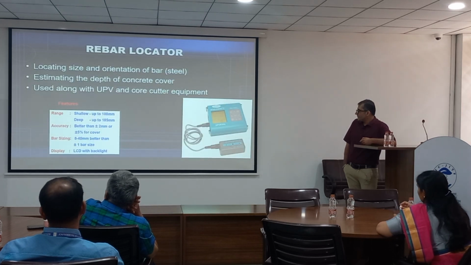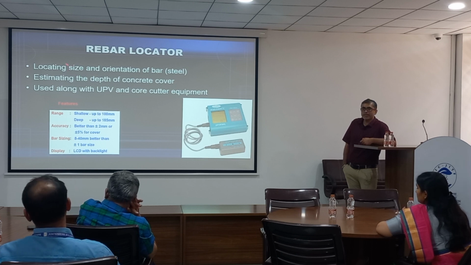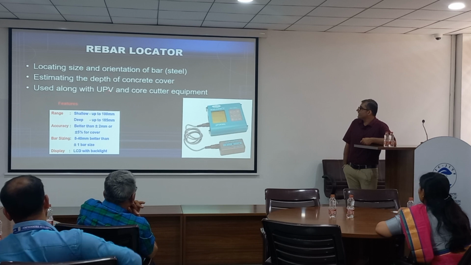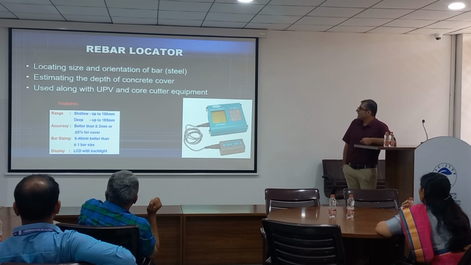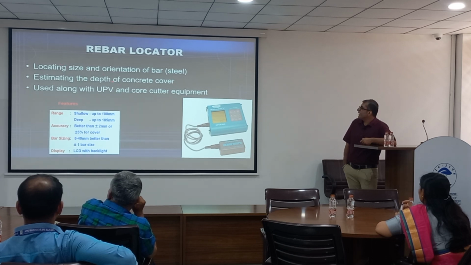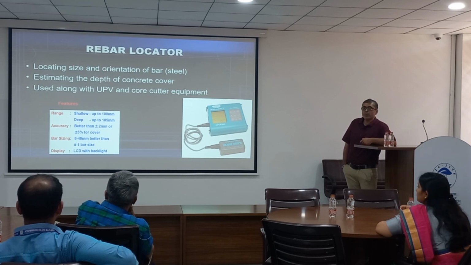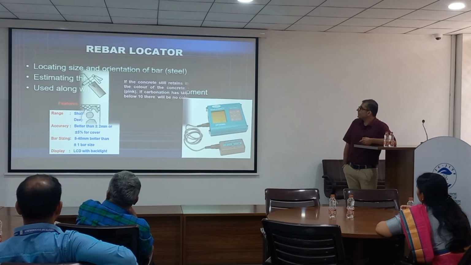Okay, the rebar locator. As I have said, when you are using ultrasonic pulse velocity, you use it in tandem with the rebar locator and core cutter. With the rebar locator, we can locate the diameter of the bar and its orientation. In addition to that, we can also estimate the depth of the cover region. That can also be done.